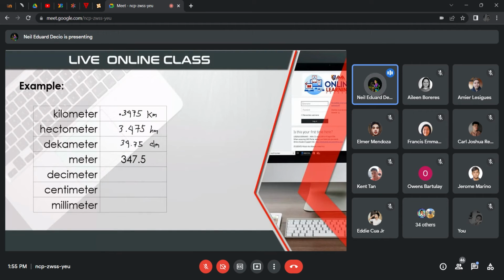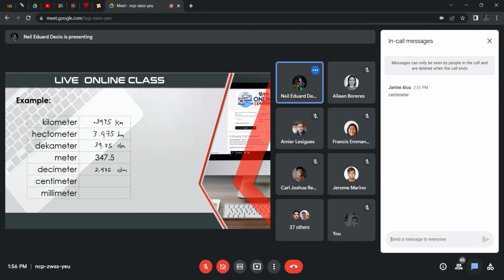So remember, base of 10, so that means we will just basically move the decimal point again to the right. Okay? So decimeter kasi is 10 times shorter than a meter. So this would be 3,475 decimeter. Yan. Gets?